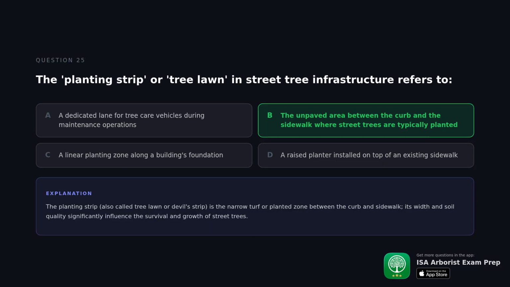The correct answer is the unpaved area between the curb and the sidewalk where street trees are typically planted. The planting strip, also called tree lawn or devil's strip, is the narrow turf or planted zone between the curb and sidewalk. Its width and soil quality significantly influence the survival and growth of street trees.